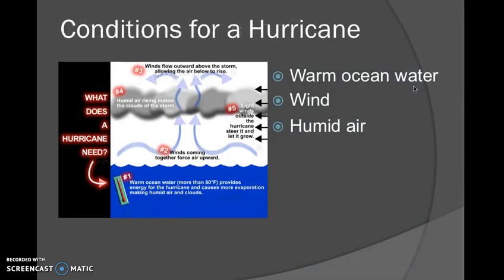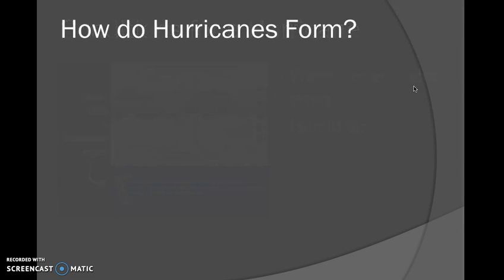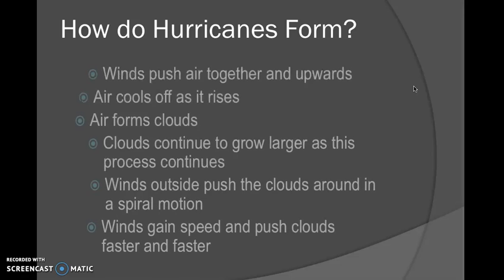So the conditions that you need for a hurricane are warm ocean water, wind, and humid air. And you can kind of see that in this image. It shows the water, the winds coming from different directions, meeting and pushing the air upwards, and then humid air making clouds. So how do hurricanes form, actually?